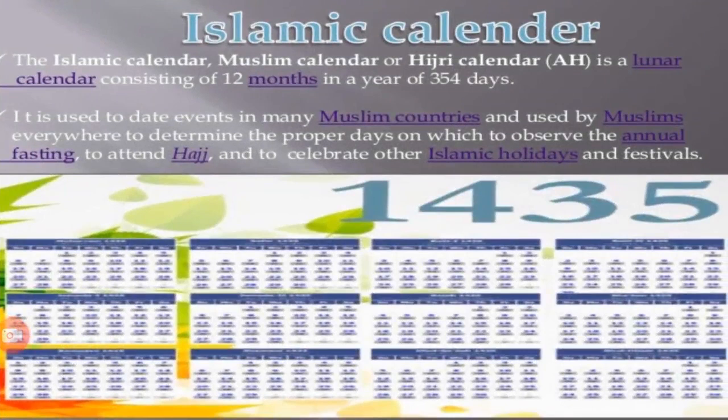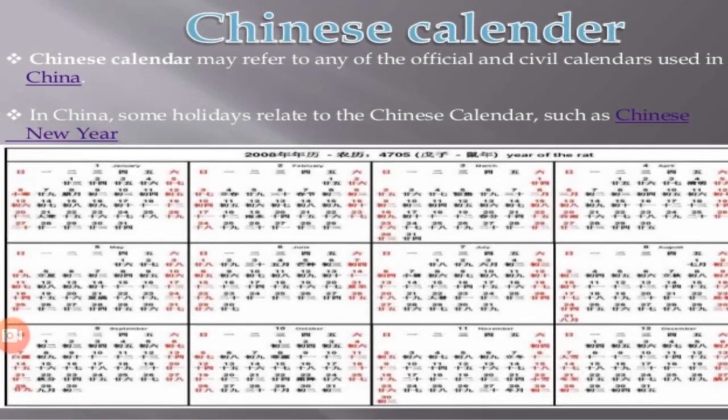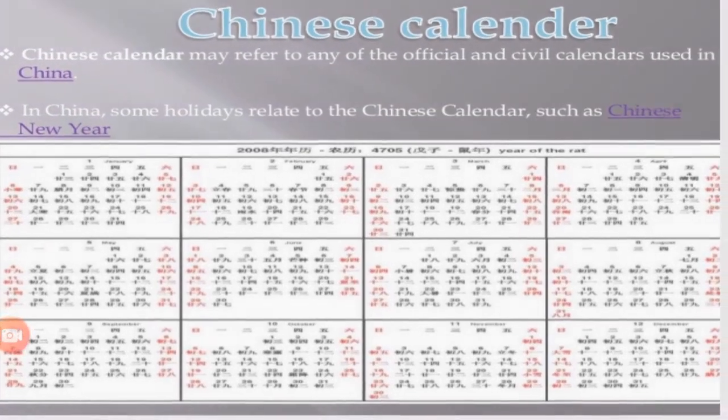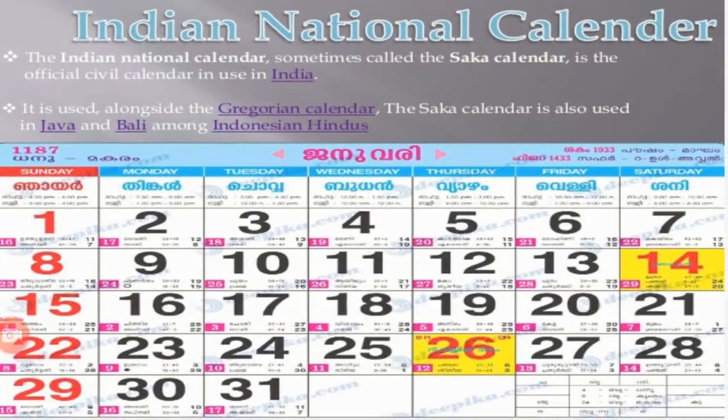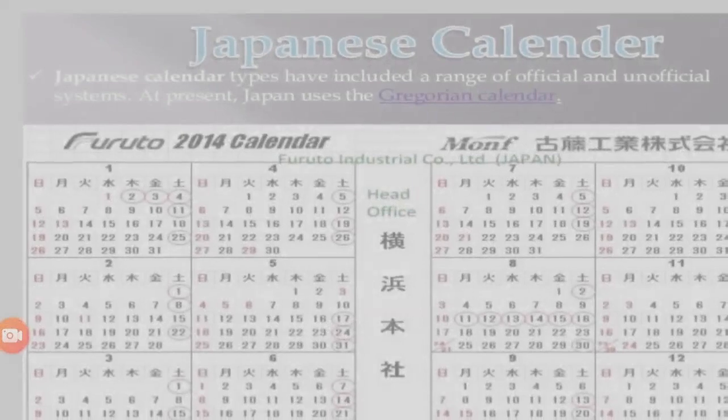And I have shown you the different types of calendar. Here is the Islamic calendar. To see some important Islamic festivals, we use this calendar, for example, for fasting or for performing Hajj. And guys, this is the Chinese calendar. And this is the Indian calendar, and Indians are also using the Gregorian calendar.